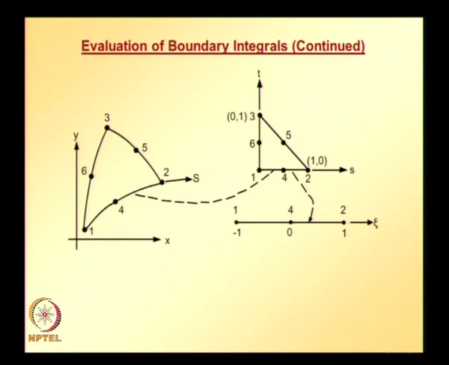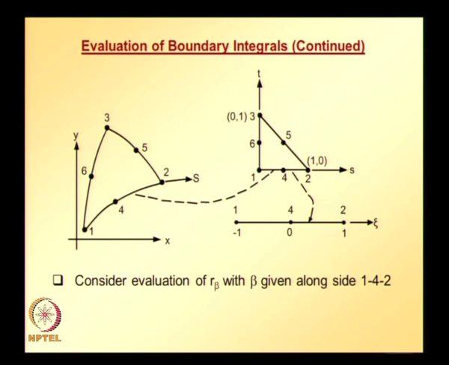So, we need to introduce another transformation or change of variable, and that will be illustrated as we proceed. Consider evaluation of this r beta along side 1 4 2. r beta is given here, and we need to evaluate this along side 1 4 2. That is the reason we are interested in finding the shape function vector along side 1 4 2.